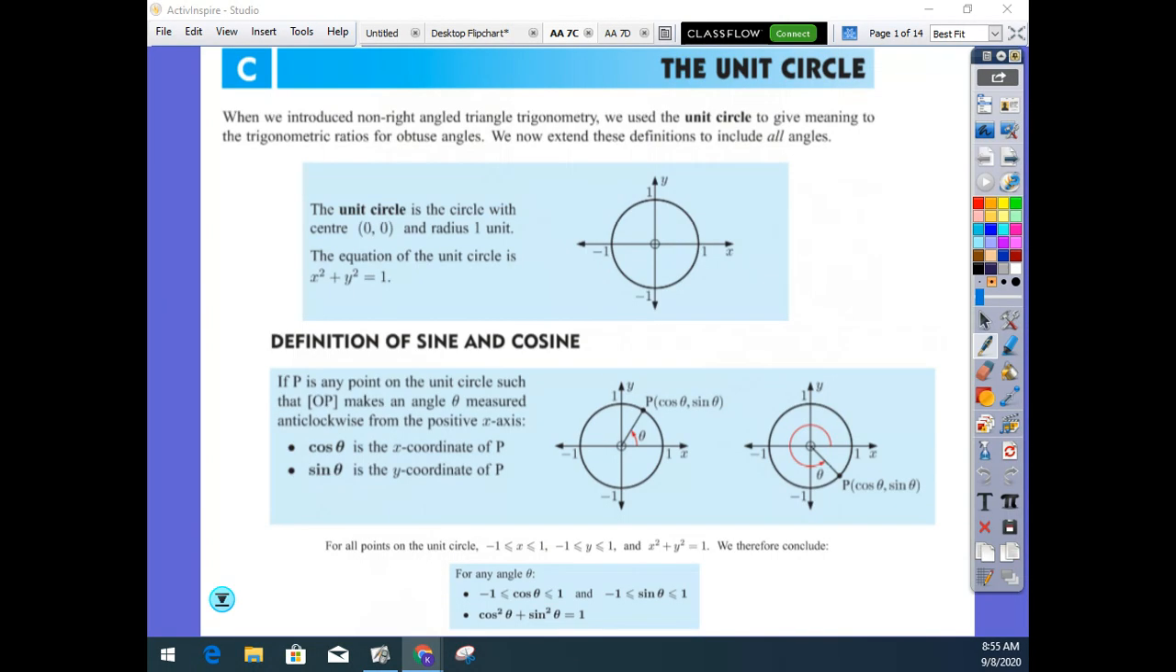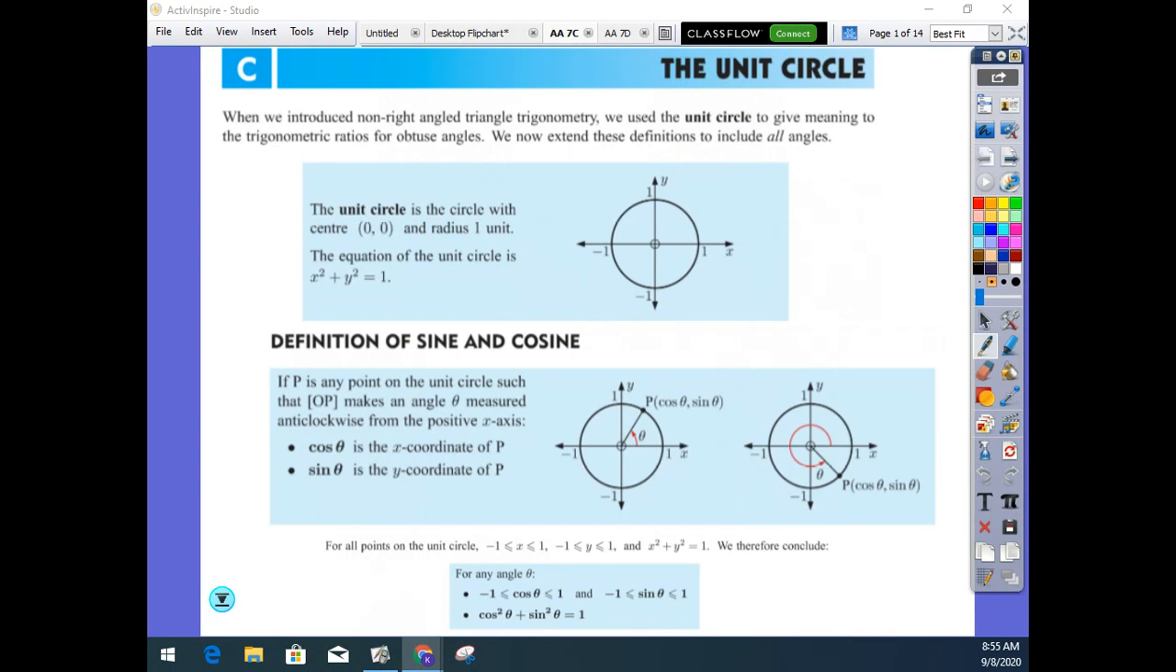Okay, so this lesson, I'm going to do some things that are a little bit different than the book. I'm going to show you both ways and hopefully tie this together. We'll use tomorrow and go over this some more. But the big thing with this first part is the unit circle.